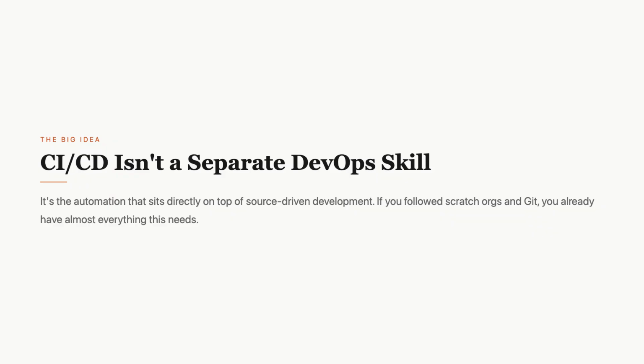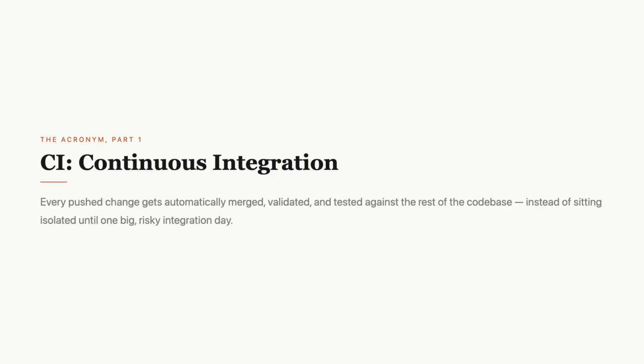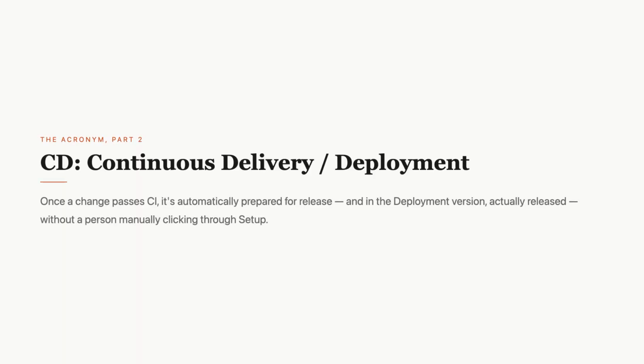Let's break down the acronym properly. CI is continuous integration. Every pushed change gets automatically merged, validated, and tested against the rest of the code base, instead of sitting isolated until one big, risky integration day. CD is continuous delivery or continuous deployment. Once a change passes CI, it's automatically prepared for release, and in the deployment version, actually released, without a person manually clicking through setup. Put together: commit a change, and a pipeline picks it up, checks it, tests it, and moves it toward production. Same sequence, every time, whether it's Friday afternoon or 3 in the morning.